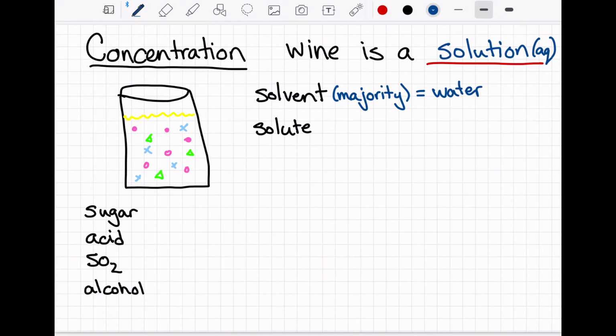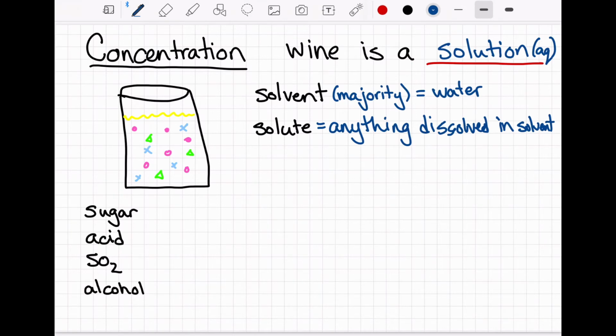When it's wine, it's still a water solution, okay? A solute is anything dissolved in the solution, in the solvent. There are lots of solutes in wine, okay?